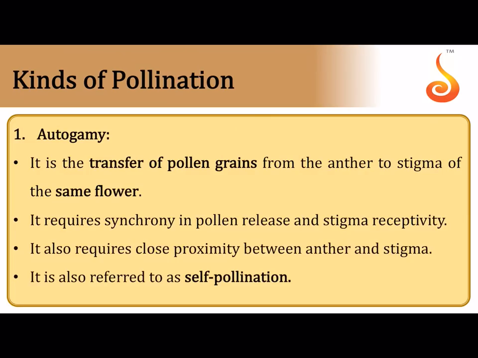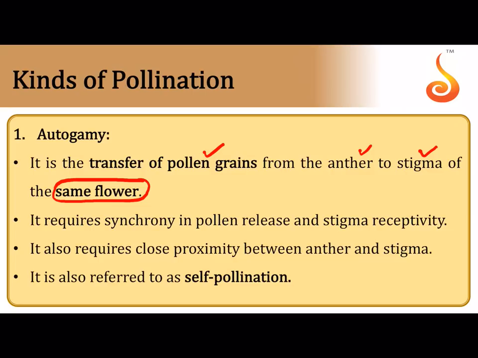Now let us come to the types of pollination. The first one is called autogamy. Here in autogamy, see the definition, it is self-explanatory. You are transferring the pollen grain from the anther to the stigma of the same flower. Your definition should include the words same flower. So pollen is falling onto the stigma of the same flower.